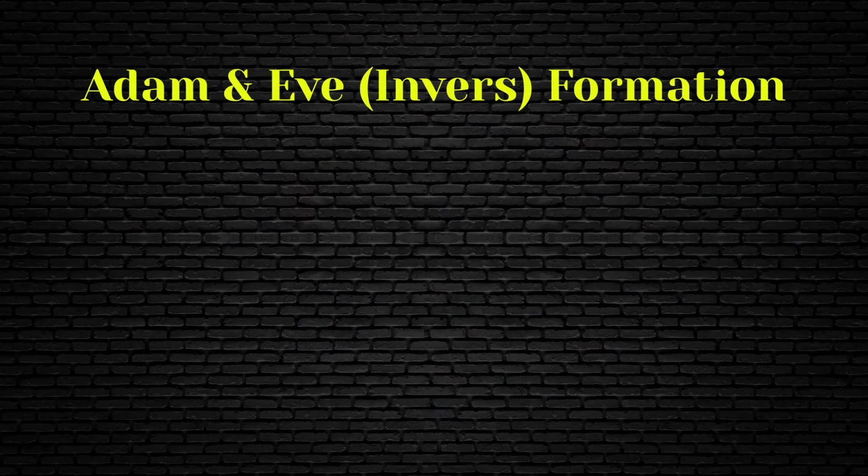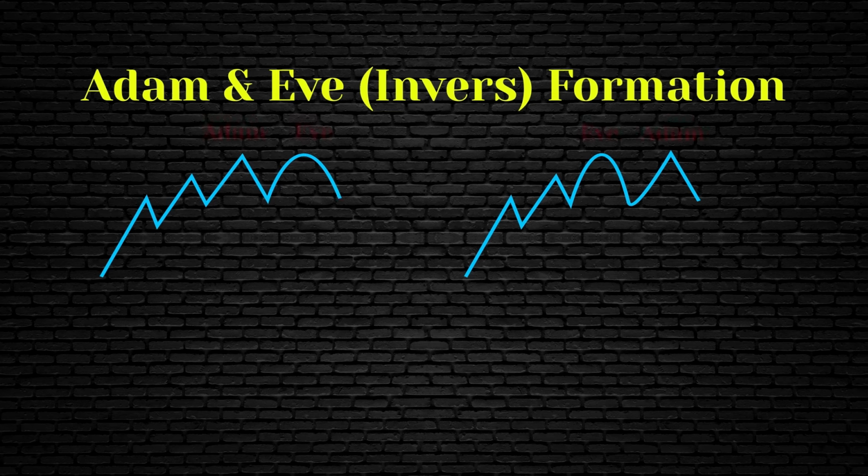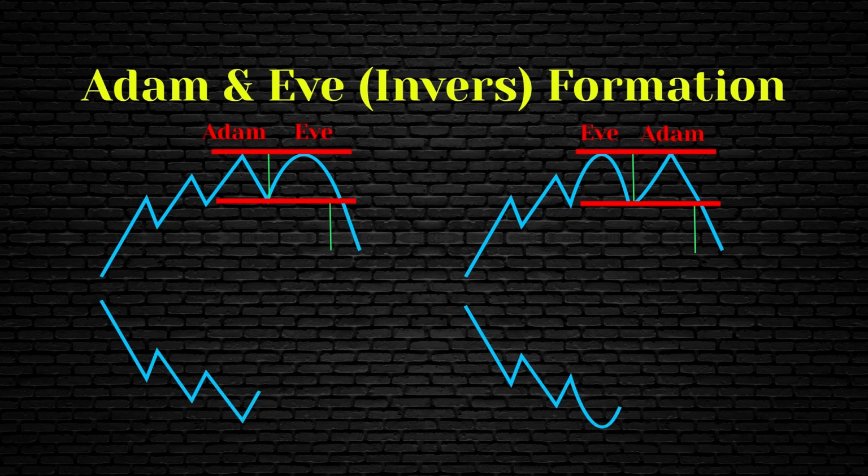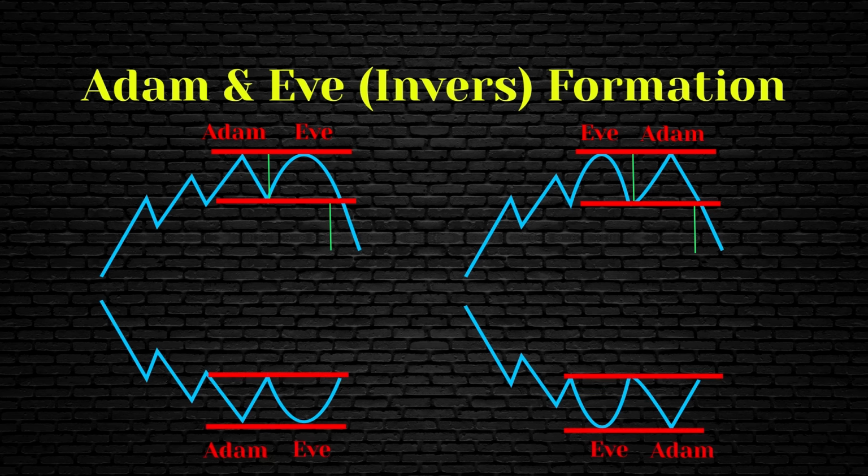Adam-Eve or inverse Adam-Eve. This formation is also one of my favorites. All the rules of the double bottoms and double tops formations apply here, and the target is the same as theirs. The reason for mentioning this formation is that not every bottom has to be in the shape of a V. Sometimes next to a sharp V bottom, there might be a more rounded bottom. It's like having the letters V and U side by side. The sharp one is Adam, and the rounded one is Eve. It can be Adam-Eve, as well as Eve-Adam.